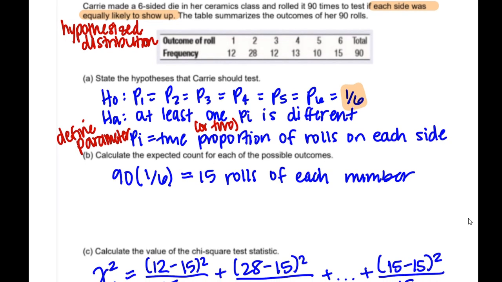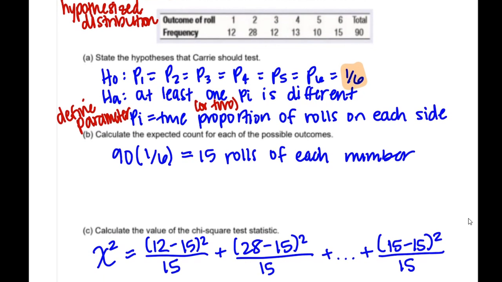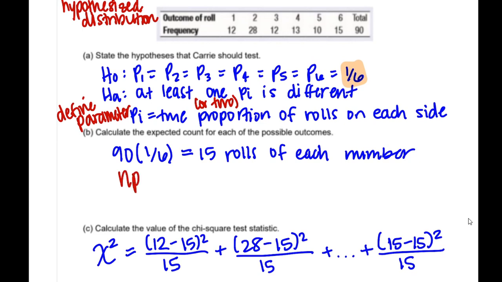Now the expected count is your n times each p. So I have 90 rolls and each p was 1/6. So that's where I got that. There's going to be 15 rolls of each number. All expected are the same, because that's what equally likely means. So expect all 6 of them to be the same. You could also just take your sample size and divide by the number of categories for a problem like this. So 90 divided by 6 is 15 as well.